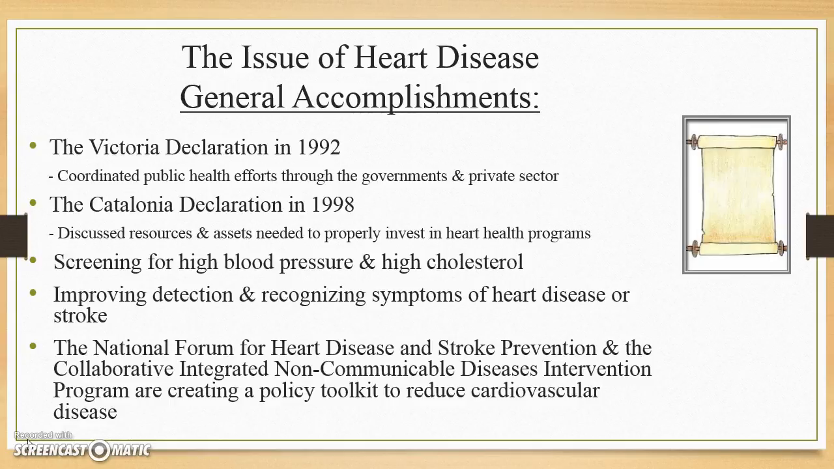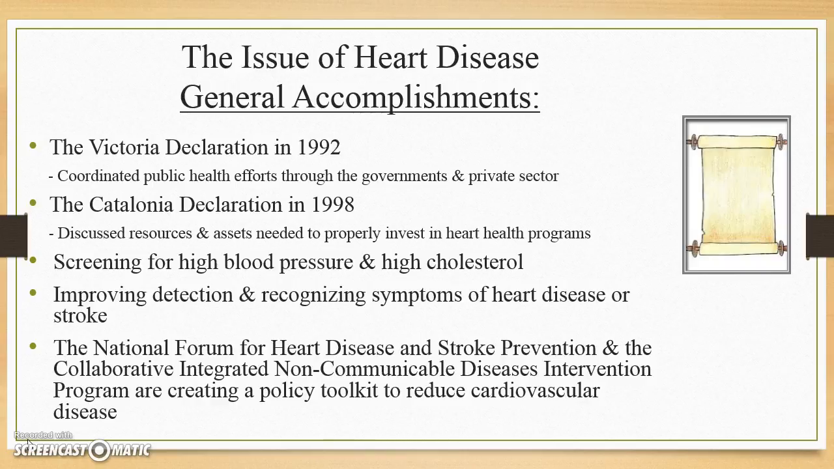Many health initiatives have been implemented to reduce heart disease, both in the U.S. and internationally. These general policies have been enacted to address the issues of heart disease. Policies like the Victoria Declaration in 1992 and the Catalonia Declaration in 1998 have made efforts to coordinate public health efforts through the government and private sector while assessing what kind of resources and assets would be needed to properly invest in heart health programs.